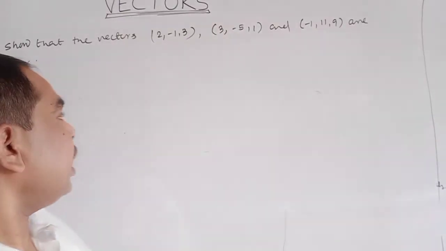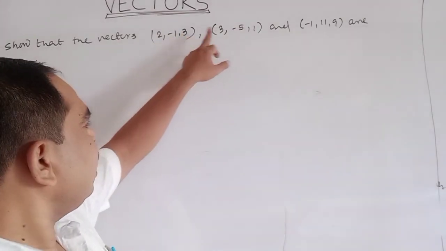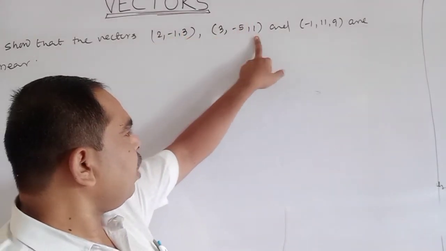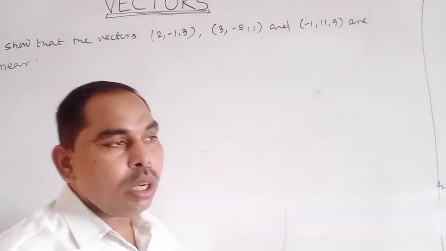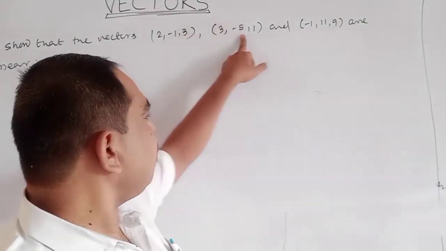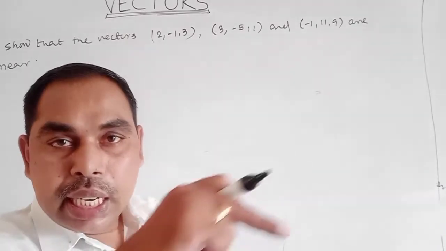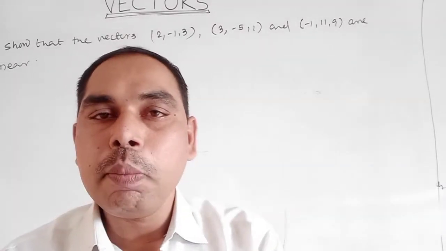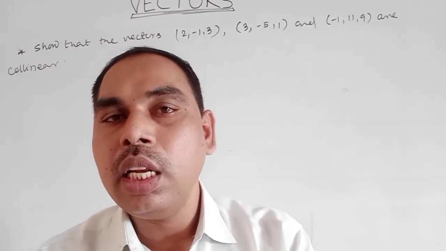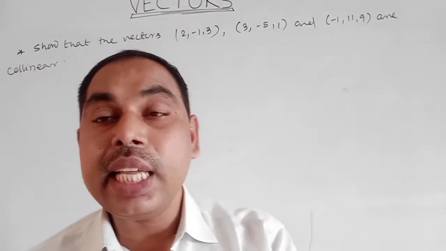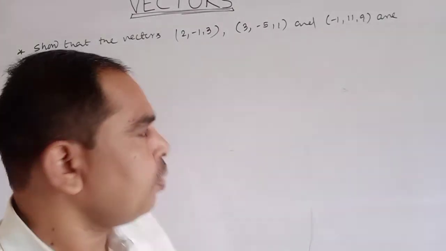So the vectors (2, minus 1, 3), (3, minus 5, 11) and (minus 1, 11, 9) are collinear. Collinear means, suppose this is a, this is b, this is c, then a, b, c are collinear means a, b, c lie on a single line. Okay, let's see the solution.